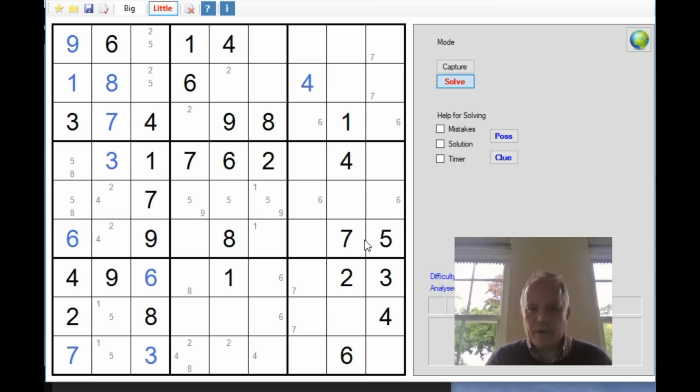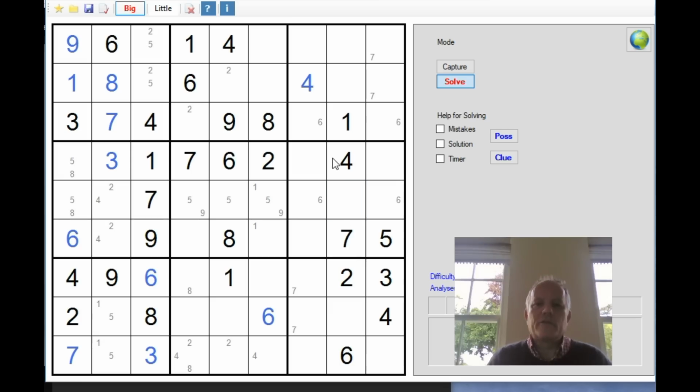What else have we got going on here? 7, 6, 2, 8, 5, 4, 6, 2, 3. Oh, 6 got fixed here, so 6 is there. Let's see what else can we do here. I mean, it's been quite a useful start so far. 4, 7, 5.